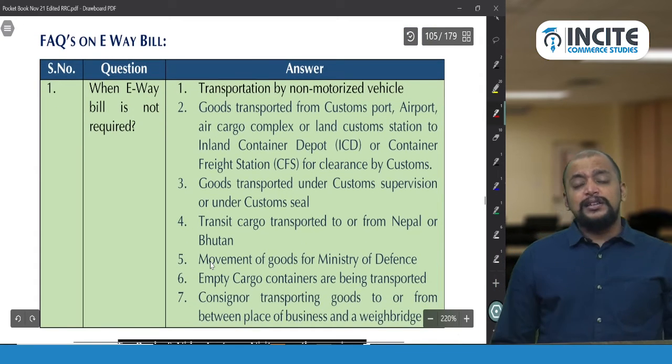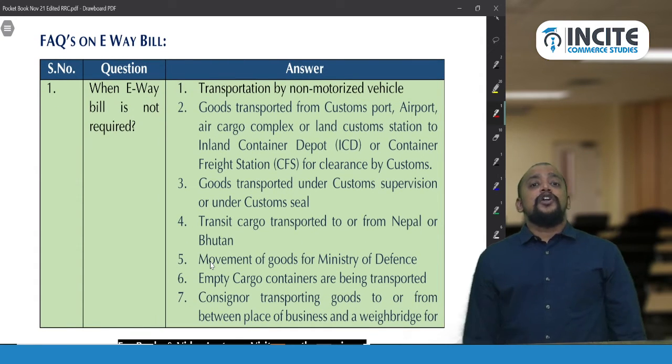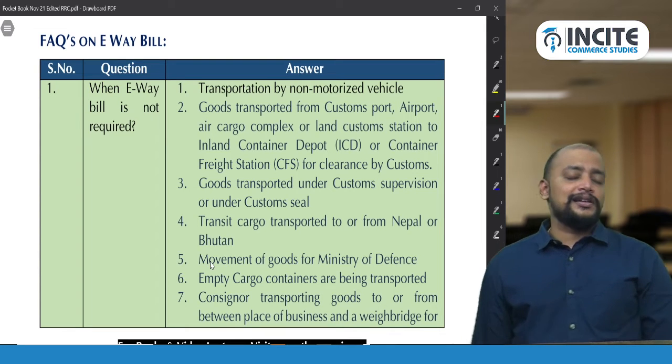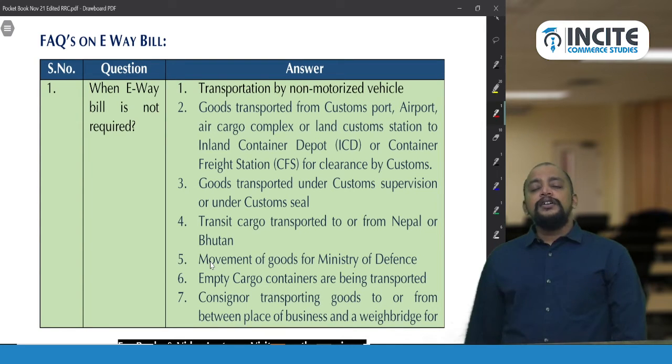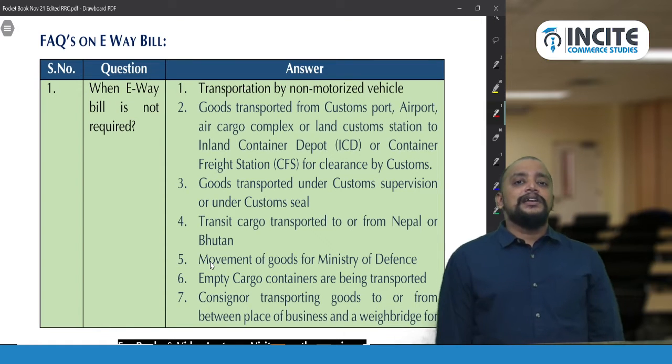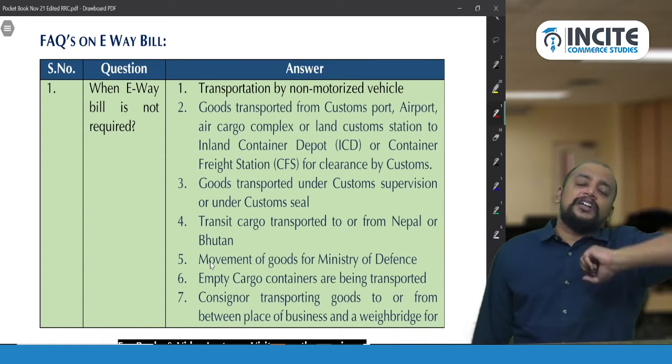When e-way bill is not required: if it is a non-motorized conveyance, so bullock carts, horse carts, manual rickshaws, etc., e-way bill is not required. Also when goods are transported to or from, between, an inland container depot and a container freight station.